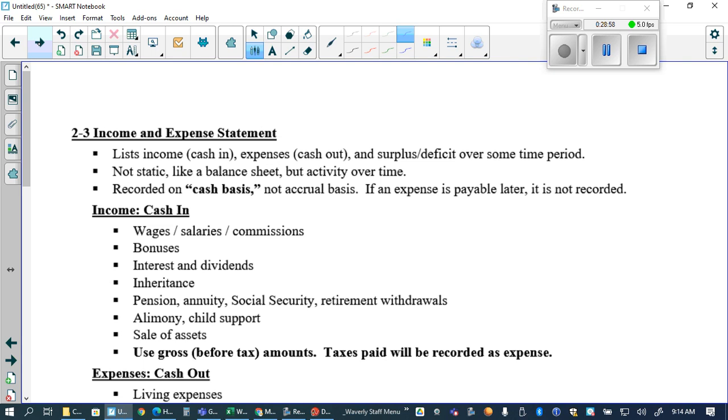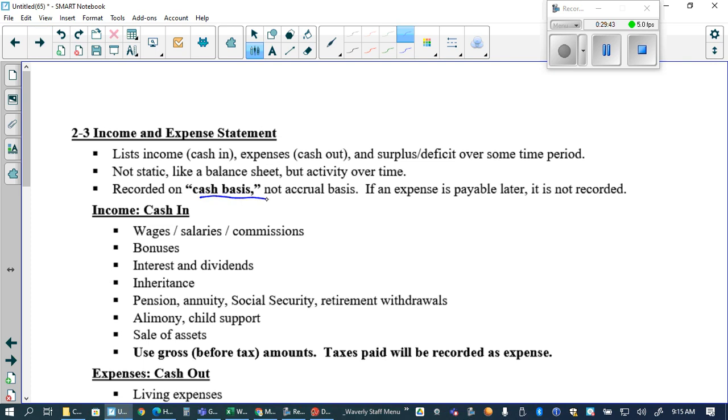It's not that difficult. So this lists cash in and cash out over some time period. And that's the difference. The balance sheet is a snapshot. It's just a picture right now, at this very exact moment today, of what your financial situation is. The income and expense statement is more of a moving set of data. It's over time. You get paid once a week at your job, and you pay bills once a month. This records that. So it's not static like the balance sheet.